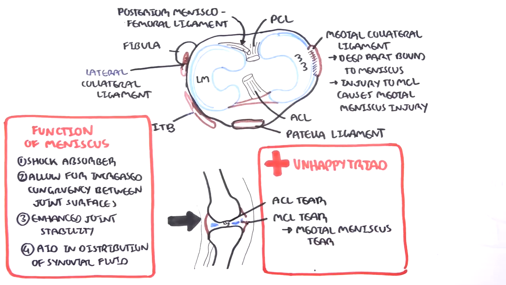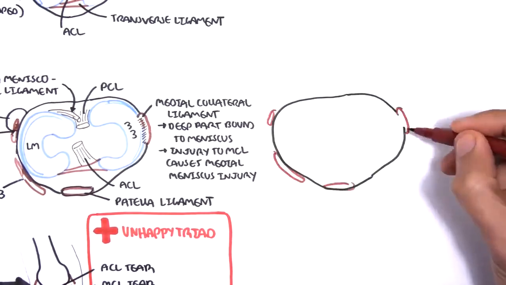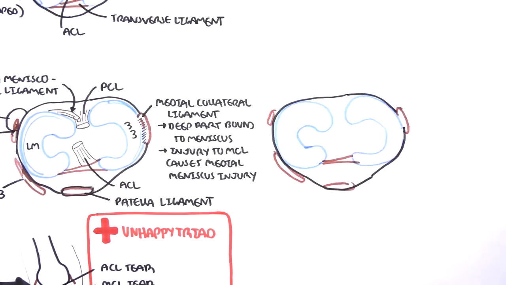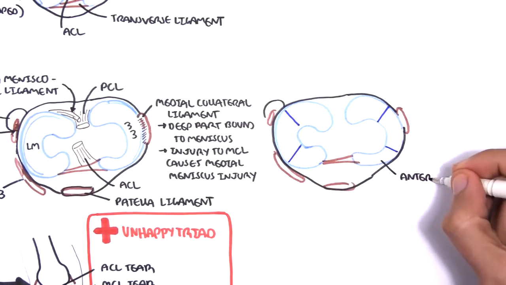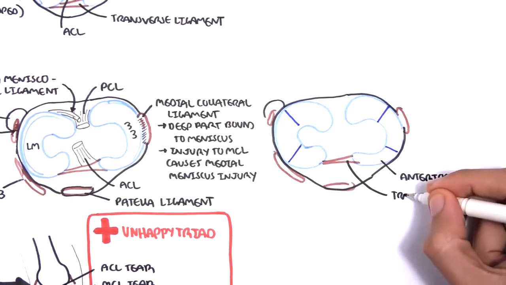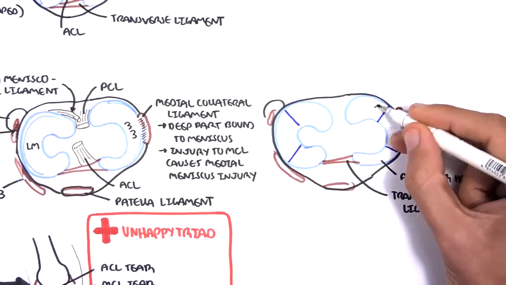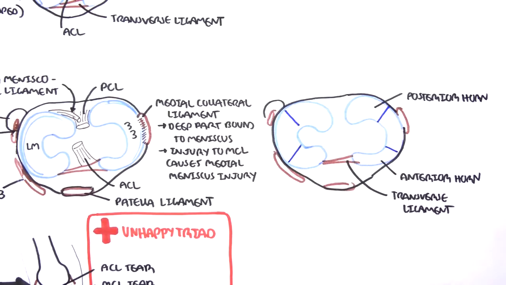Finally, again, drawing the same image, looking at the right tibia from the superior view, we can see the menisci again. The menisci can be divided into three sections. The anterior parts are the anterior horns. The anterior horns are connected by the transverse ligament, but this is only seen in some people, not all. Then you have the posterior horns at the back.